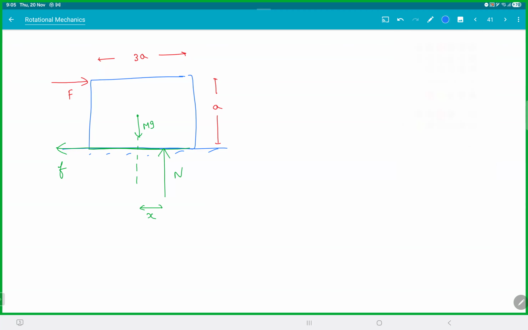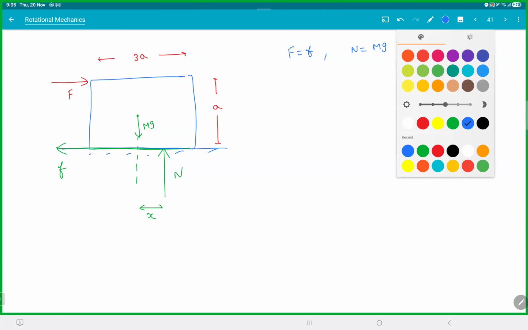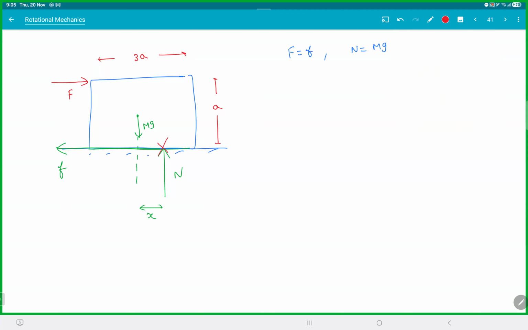Since it is not moving, F must be equal to friction and N must be equal to mg because it is an equilibrium. Next thing, you can take torque about any point. Generally, you can choose this point. That will be the safest point because the torque of N and F will go off. But if the body starts slipping, then you can't take this point because then it will become a non-inertial frame. So just to be on the safe side, I will take the center of mass. You can actually take any point because the whole thing was at rest.